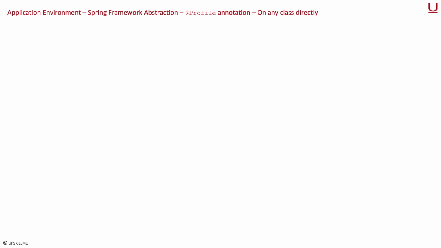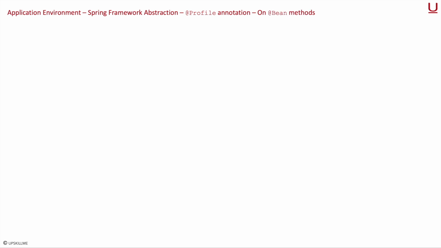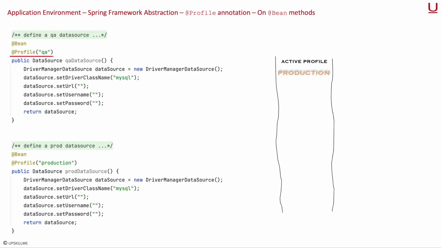If the profile annotation is added to any configuration class, then all the bean methods within that configuration class will be eligible for registration only if the specified profile is active. Next is using profile on bean methods. We can add the profile annotation on any bean method directly. When the profile annotation is added on the bean method, Spring will register such bean definition only if the specified profile is active.